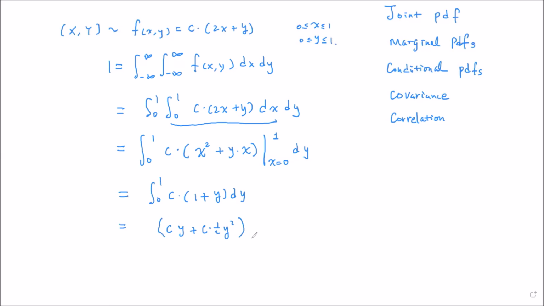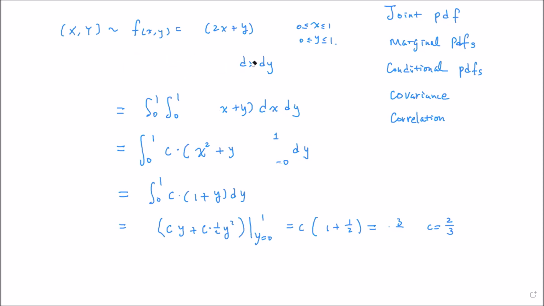And then you evaluate from 0 to 1. You plug in 1. I think we should move out c. So you have 1 plus 1/2. You plug in 0 to 0, so it's just that. So we have c times 3/2. I get c equals 2/3. All right, so that's the way to find c. Now, I'm going to just replace this c by 2/3, okay? And then we work on the other things.